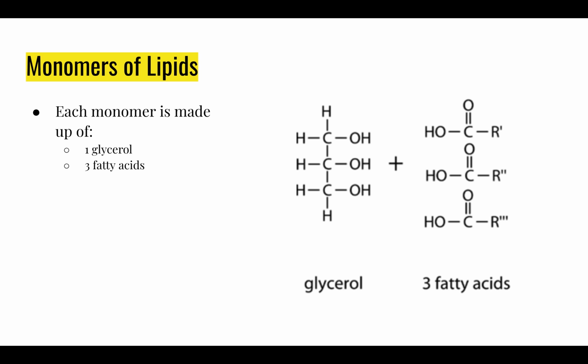So, monomers of lipids. What you need to know is that each monomer of a lipid is made up of one glycerol, which is right here in this picture, and then 3 fatty acids. So if you see, there's 1 right here, 2, and 3. So together, they make a lipid.